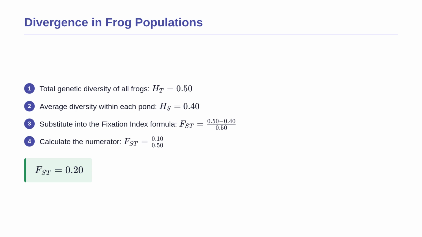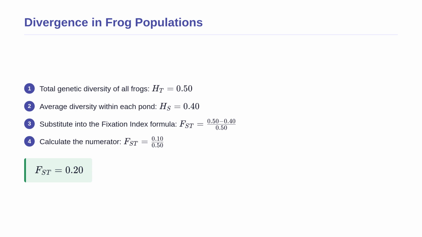We substitute these values into our formula. Subtracting 0.40 from 0.50 gives us a numerator of 0.10. Dividing this by the total diversity gives us a final fixation index of 0.20. This number tells us exactly how much they have separated.